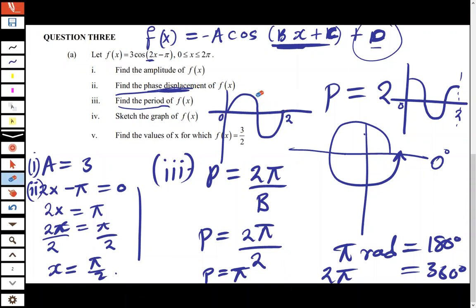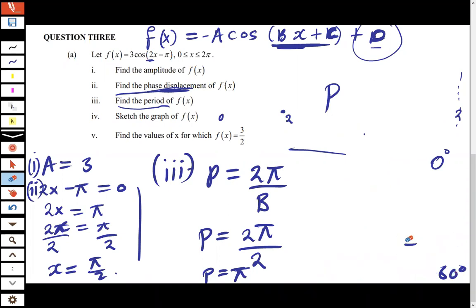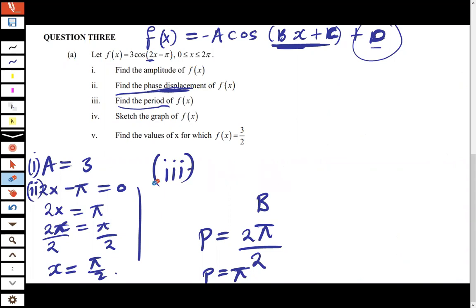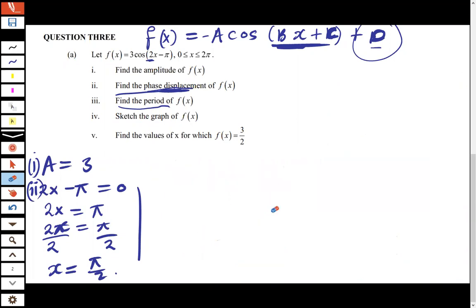Let me just erase this so that we sketch. Let me just create enough space here. All right, so the period we found to be 2 pi over 2, so meaning the period is simply equal to pi. So now sketching this graph of f of x is straightforward.